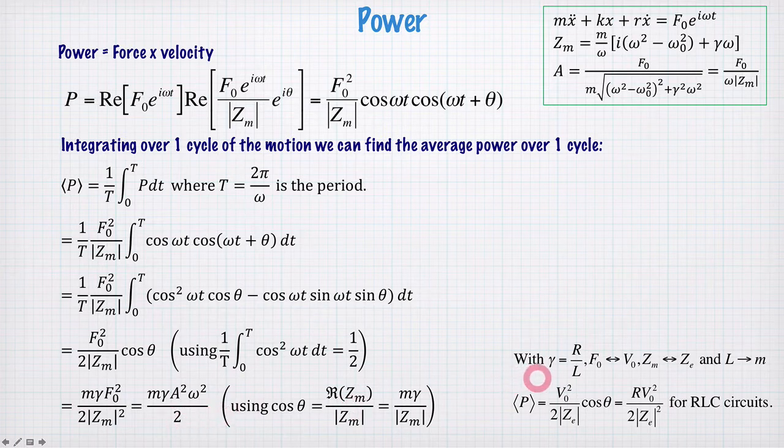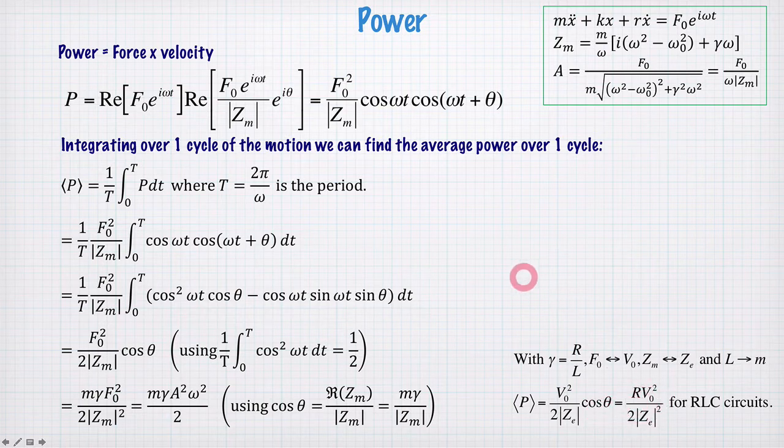If we want to have an electrical system, then we can use the substitutions that we used previously, and then find the power dissipated by an electrical circuit is given by this, with the angle of the impedance, or getting rid of the angle of the impedance, given by this.